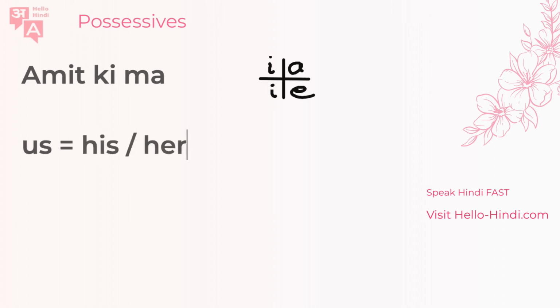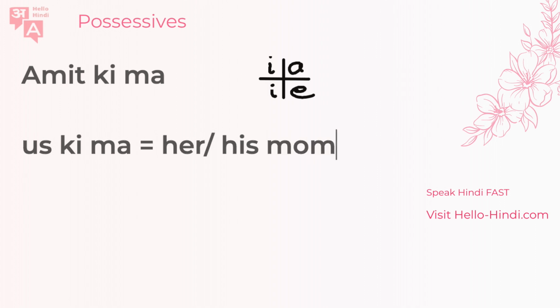You won't be able to identify who it is, but from the context, you'll be easily able to get it. So how can you say "uski ma"? That would mean his or her, their, in other words, mom, his or her mom, uski ma. Okay, this is super important. Let's try one more time.